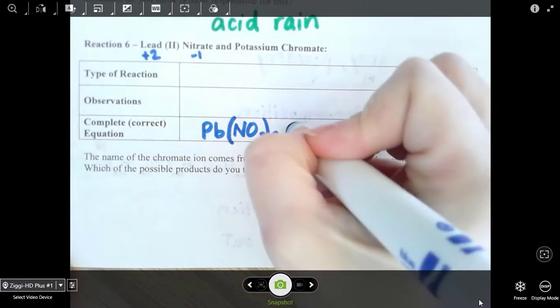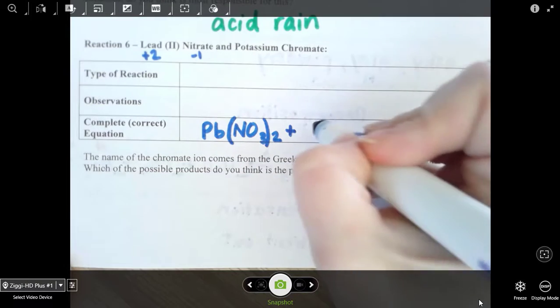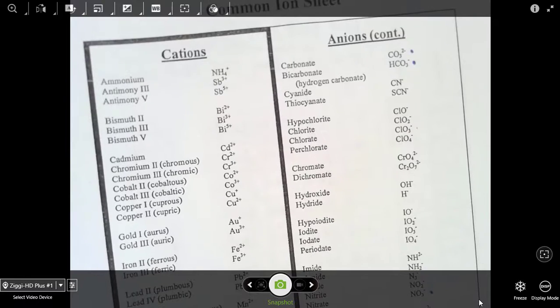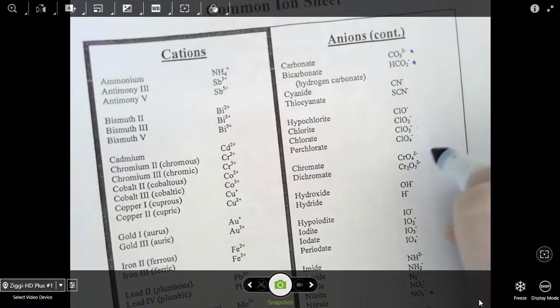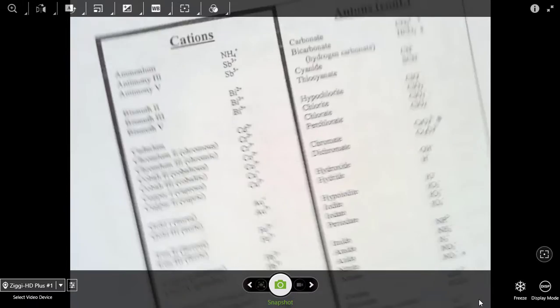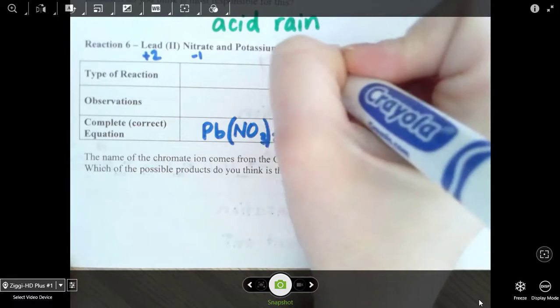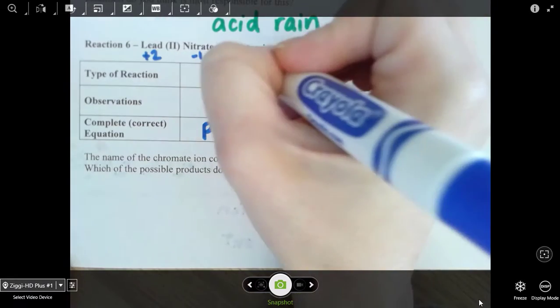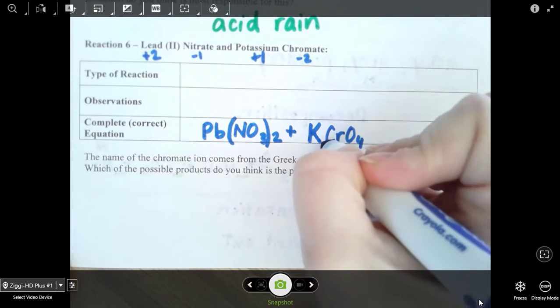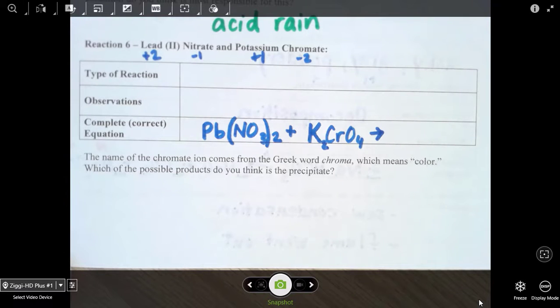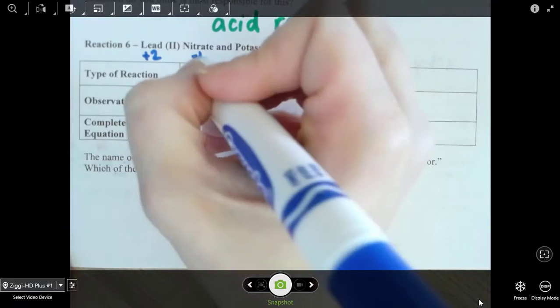Okay, what do we have next? Potassium chromate. Oh, gotta go back to the list. Let's see, where's chromate? There it is. CrO4, -2. So CrO4. Chromate's -2. What's potassium? +1. So it has to be K2CrO4. Do we have elements, compounds, or both? Both compounds. So this is double replacement.